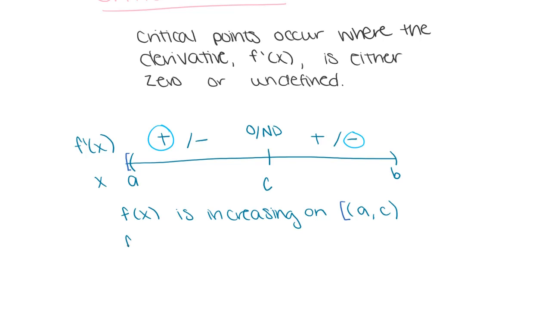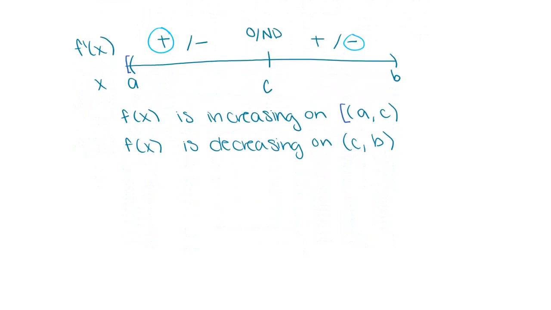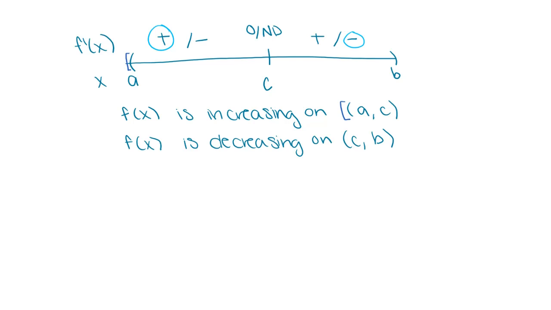And then we're going to say that f of x is decreasing on C to B. But you always use an open parenthesis around your critical point. That never gets a bracket or a closed parenthesis. Okay, square bracket, whatever you want to call it. So that's really all we need to cover with first derivatives. Just positive or negative relates to increasing or decreasing.